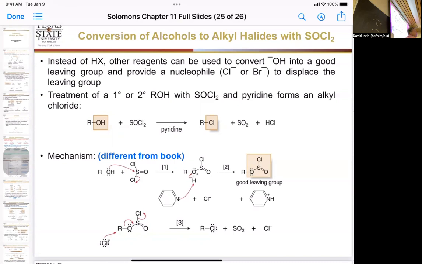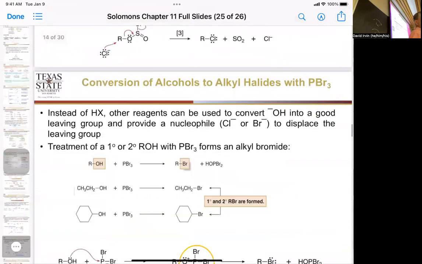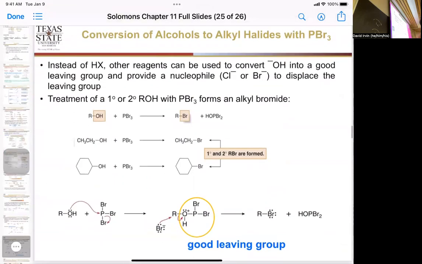It's an SN2 reaction. This is just a leaving group. We have to hit it with an SN2 reaction. Therefore, we can only do it in primary and secondary. Okay, so what's another way of making it into a better leaving group?